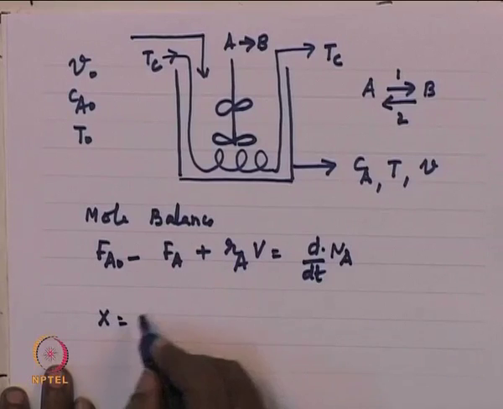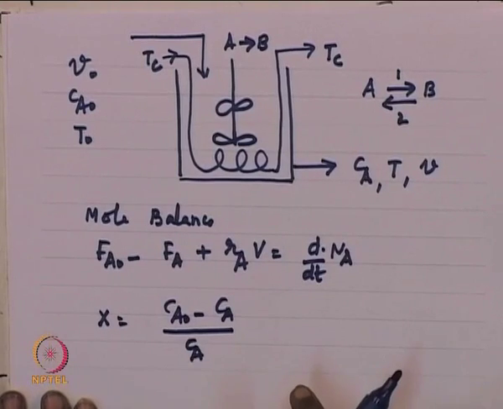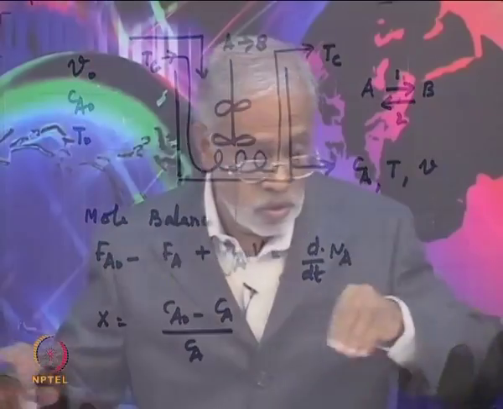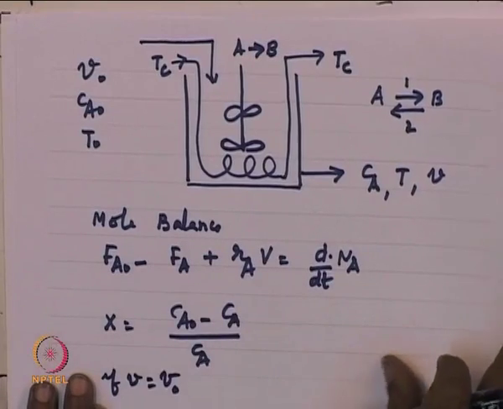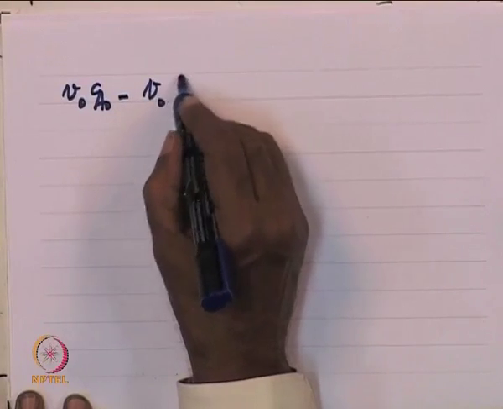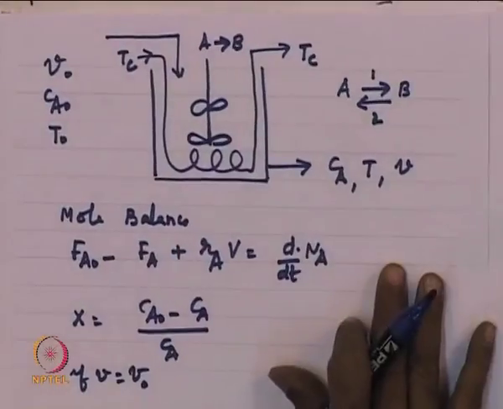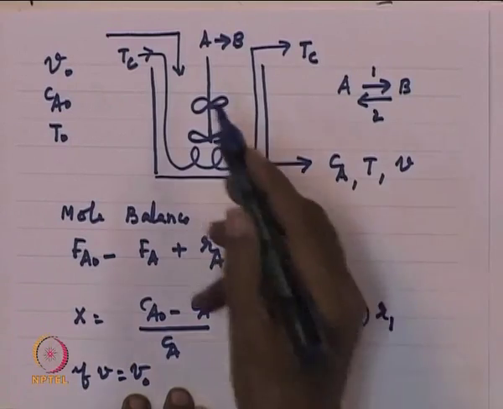Let us say a variable x is defined as C A 0 minus C A, divided by C A 0. This variable x has the meaning of conversion at steady state. During the unsteady state, it should be treated as a variable defined by this relationship. So, suppose we say that the volumetric flow V equals V naught. This equation can be written as V naught C A naught minus V naught C A minus R 1 V, because R A, the rate of formation of A, is given as minus 1 times R 1, the intensive rate of the reaction A going to B.